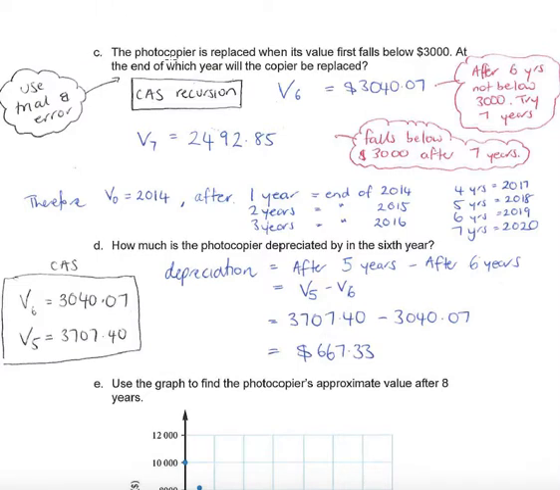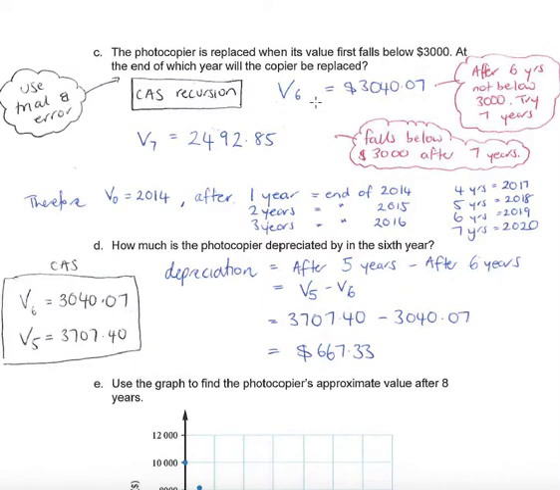In question C, it asks us, the photocopier is replaced when its value first falls below 3,000. At the end of which year will the copier be replaced? This can be a CAS recursion or use a trial and error method.